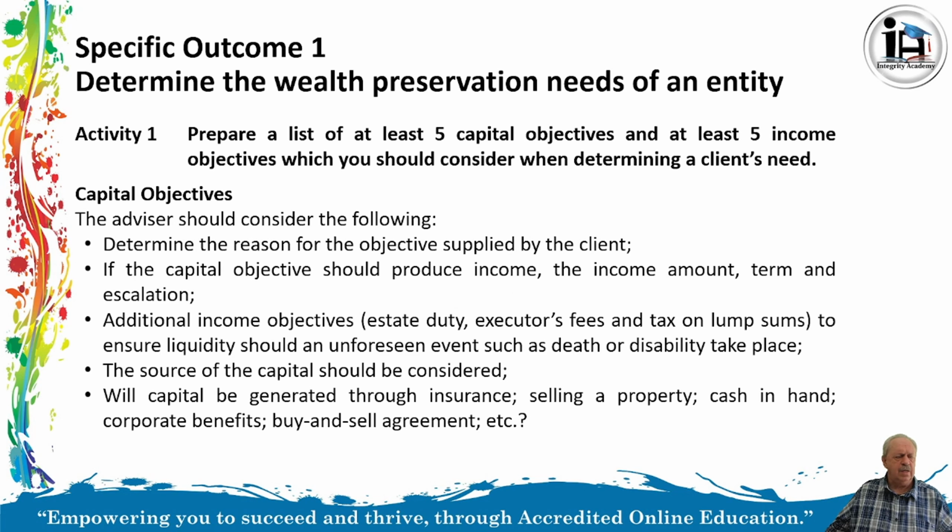Let's have a look at the capital objectives. So you've got to determine the reason for the objectives supplied by the client. If the capital objectives should produce income, the income amount and the escalation must be determined. Additional objectives like estate duty, executor's fees, and tax on lump sums, to ensure that there is funding available should unforeseen events such as death or disability take place.